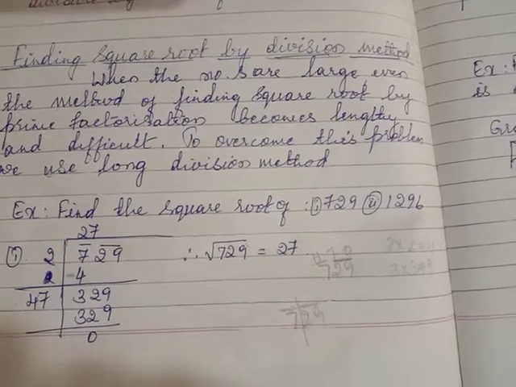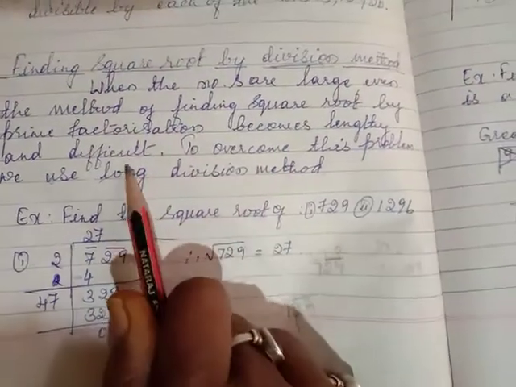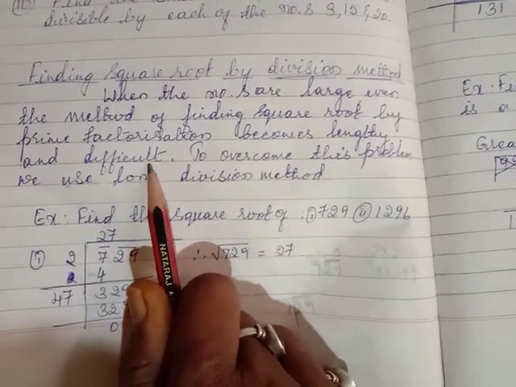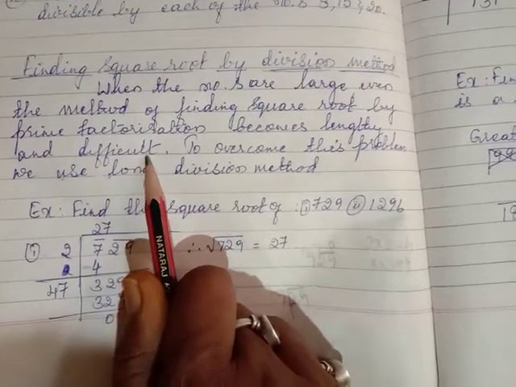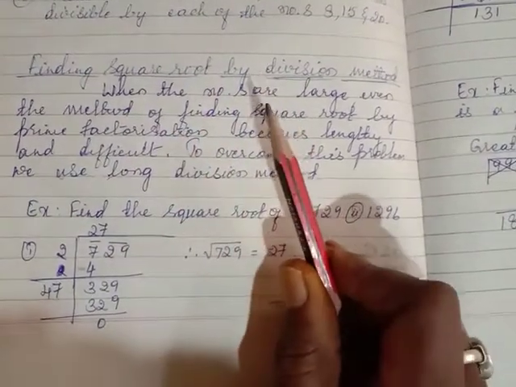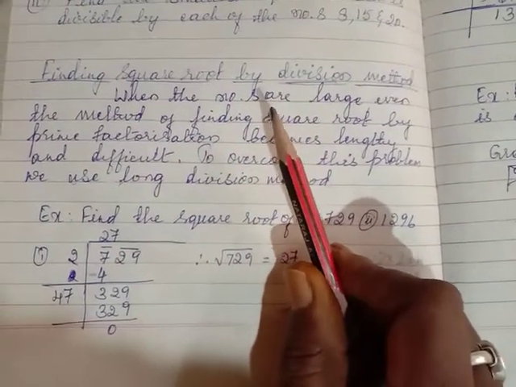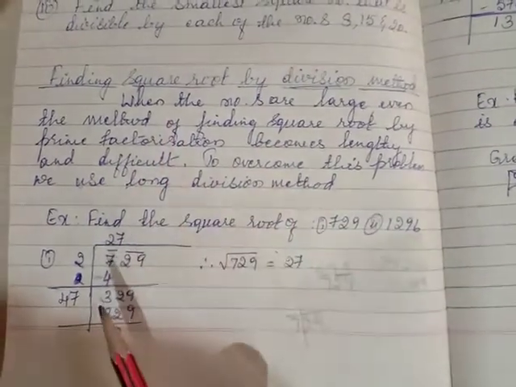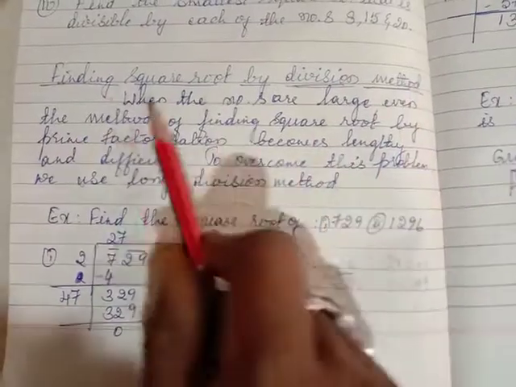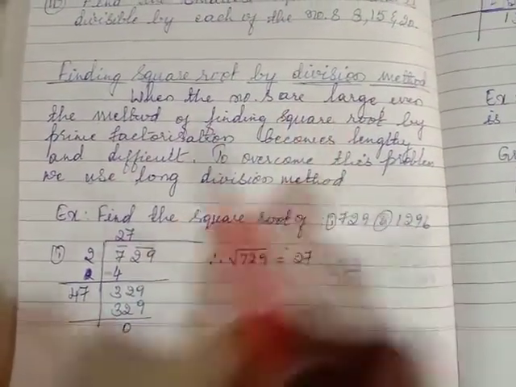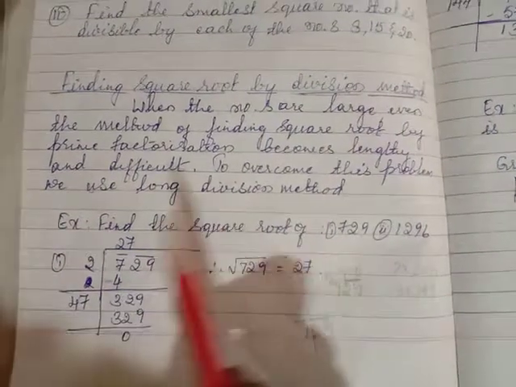Hello children. In the last class we studied about prime numbers, square roots and squares, and how to find the square root by the prime factorization method. So now let us study the division method. Finding square root by the division method, when the numbers are large.